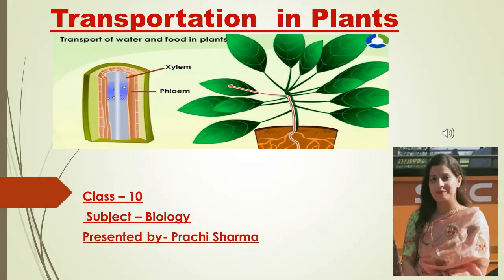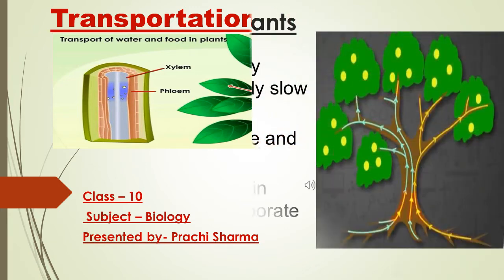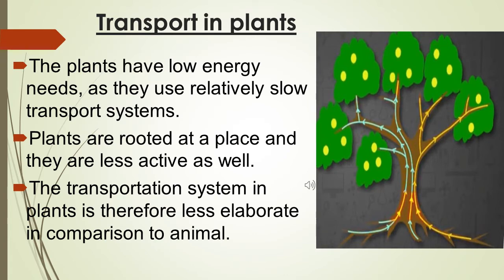Welcome back students. Today we are going to start our topic, transportation in plants. Let's start. As we know, plants are rooted at a place. That's why they are less active and they have low energy needs as compared to animals. That's the reason the transportation system is less elaborate in plants in comparison to animals.